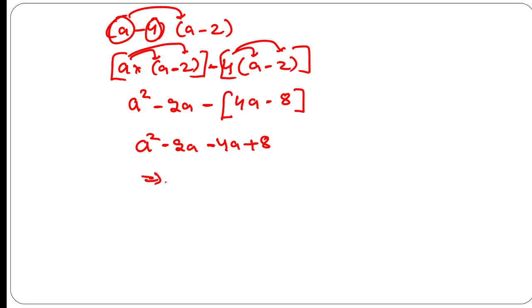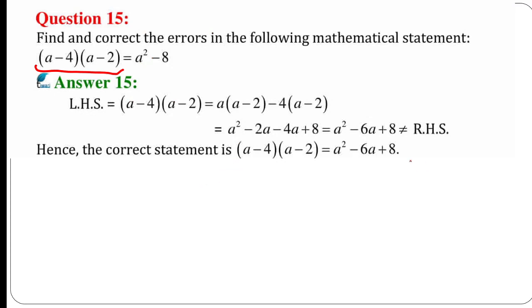So on solving, what will we obtain? a square, minus 2a minus 4a, the signs are the same so we add, that is minus 6a, plus 8. So a square minus 6a plus 8 is your answer. a square minus 6a plus 8 is your answer. So this statement is incorrect.